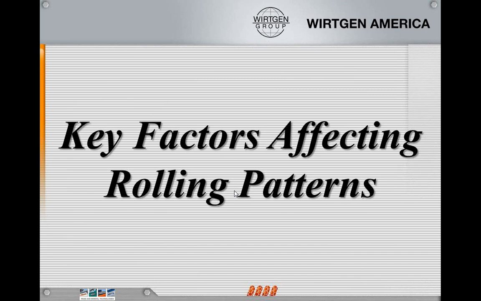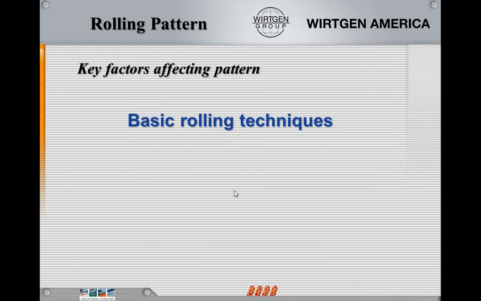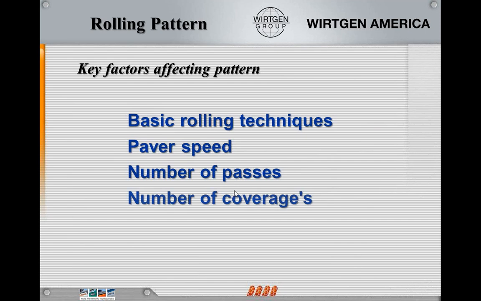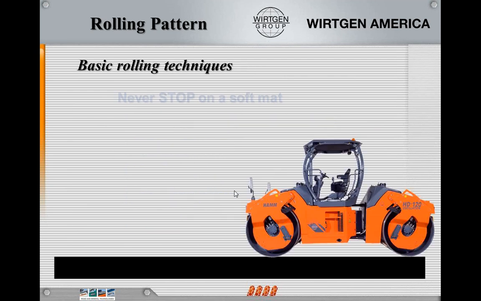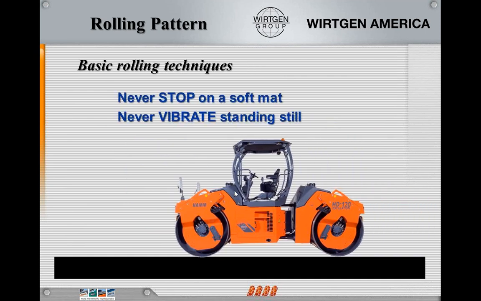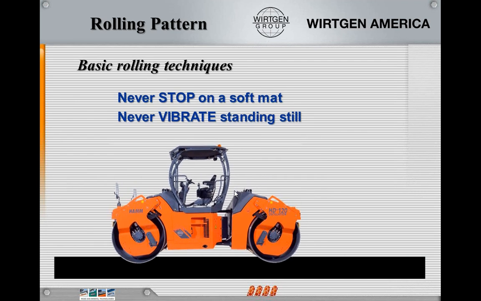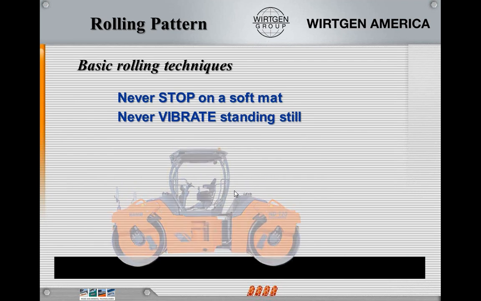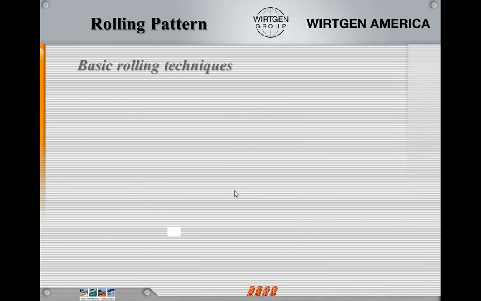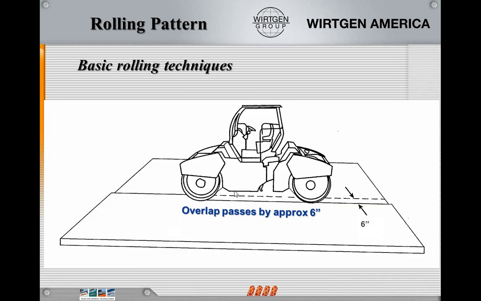So some key factors affecting rolling patterns are basic rolling techniques, our paver speed, the number of passes, and the number of coverages, which are two different things, and then joints and edges. So basic rolling techniques, we definitely never want to stop on a soft mat. We never want to vibrate standing still because the weight of that roller will definitely sink into the mat and you'll never get those dimples off. That will not be for a good ride.